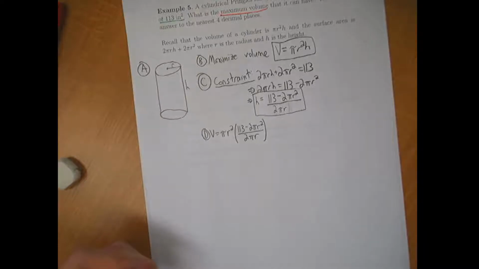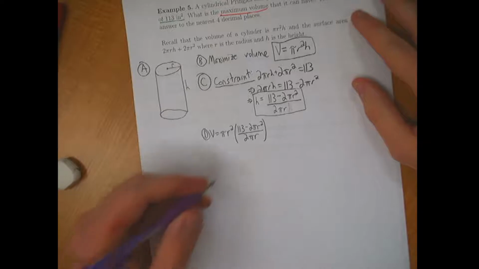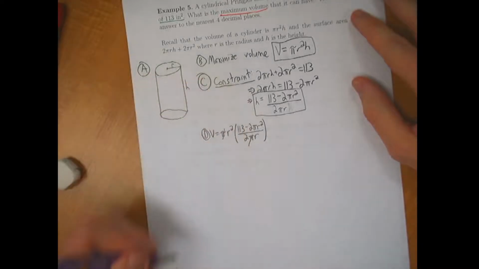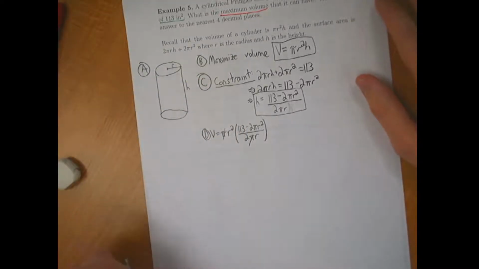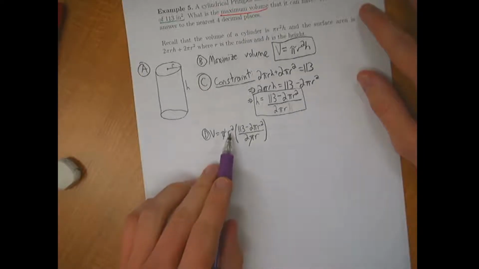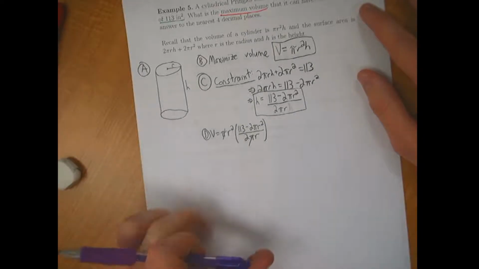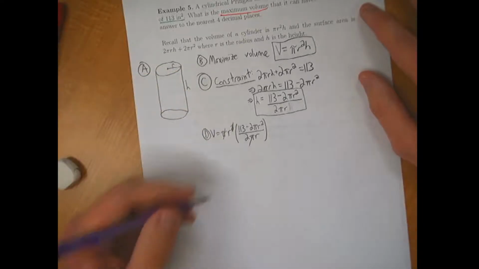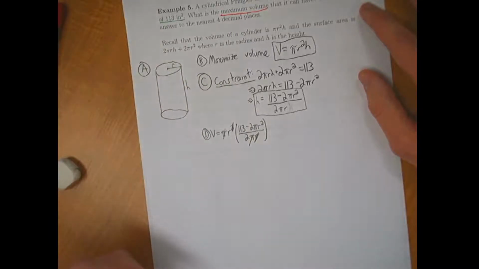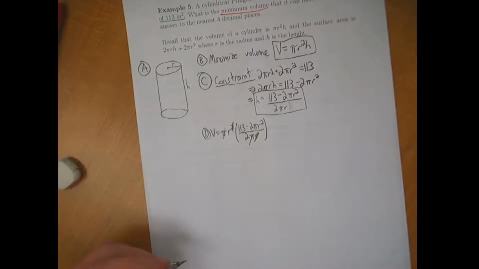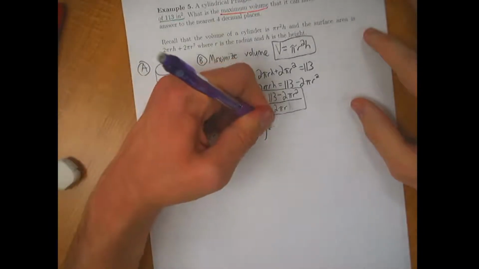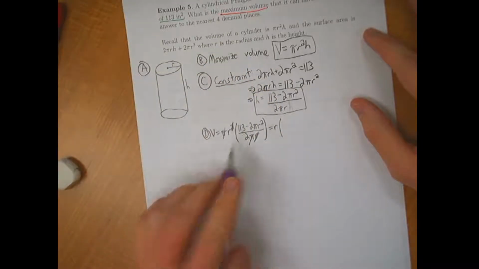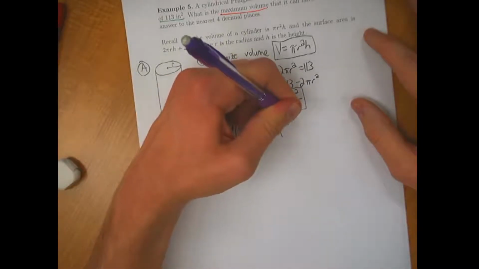What you'll notice is that a lot of things cancel out relatively nicely here, don't they? In this case, the pi's cancel out because they're top and bottom. And then we have r squared over r as well, so the r squared cancels with the r downstairs. Ultimately we're left with r times 113 minus 2 pi r squared over 2.